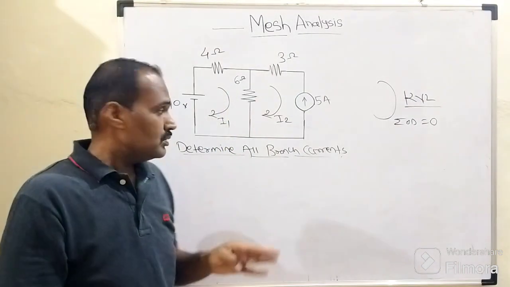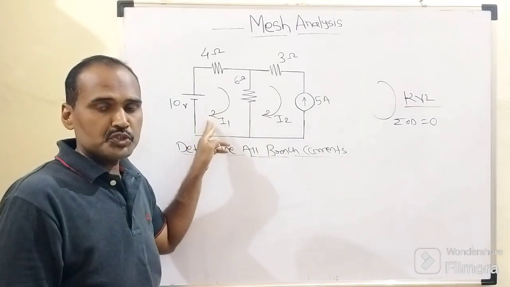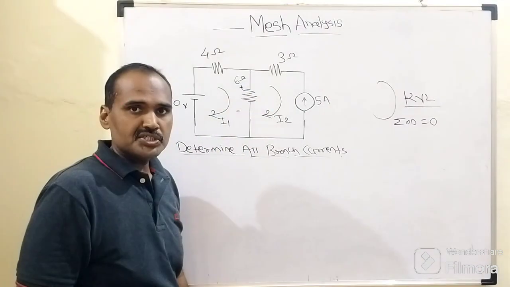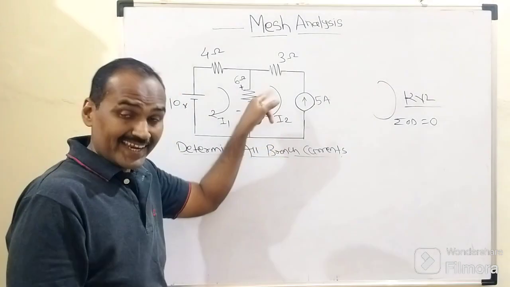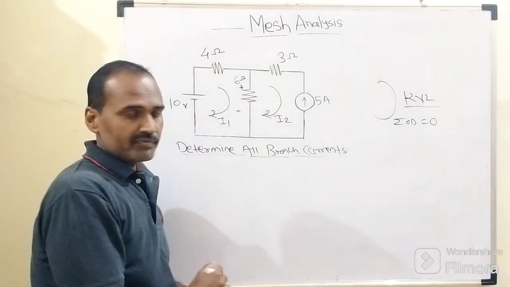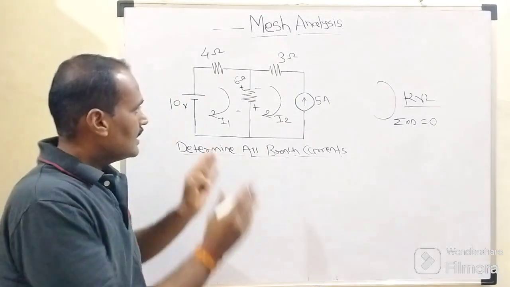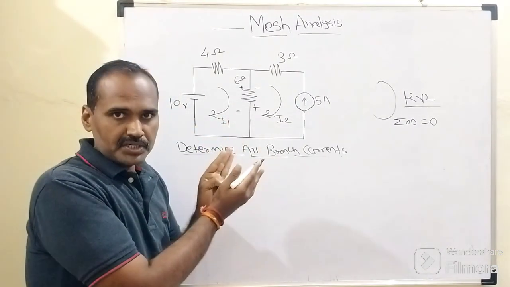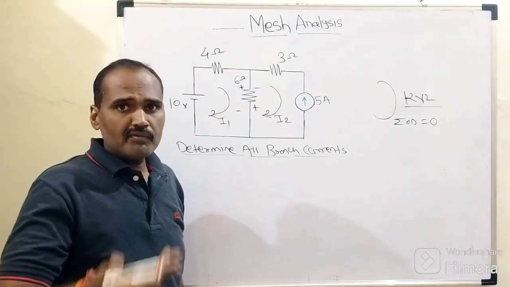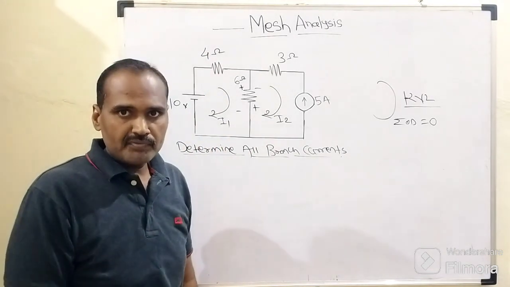Now, as we know, how does I1 flow through the 6 ohm resistor? The assumed direction of I1 is clockwise, which means it flows from top to bottom. At the same time, the assumed direction for I2 is again clockwise. But how does this clockwise I2 current flow through the 6 ohm resistor? From bottom to top. So we come to the conclusion that the circulating directions of I1 and I2 are opposite to each other. Obviously, the current flowing through this 6 ohm resistor is I1 minus I2.